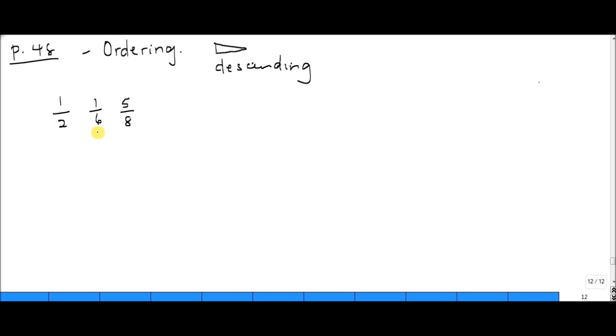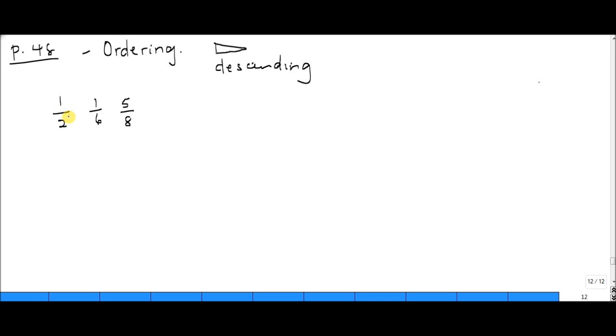Now we would need to find something that is common to all of them, a denominator which would be common to all of these. So what could we do to 2 to make it become 8? No. Could we do anything to 6 to make it become 8? No. We could do something to all of them to allow them to become something else though. We could make all of them become 24.